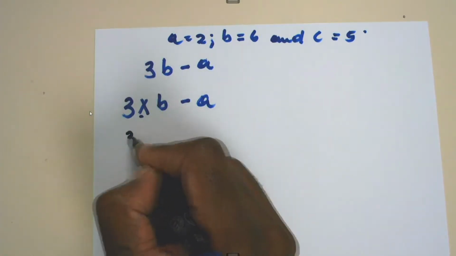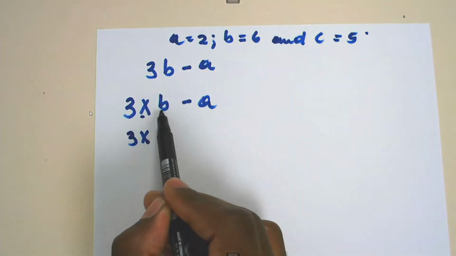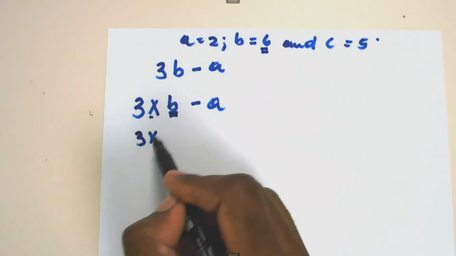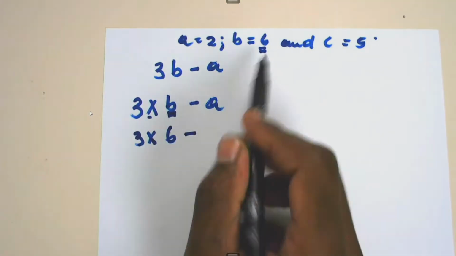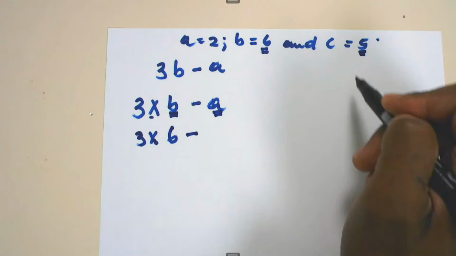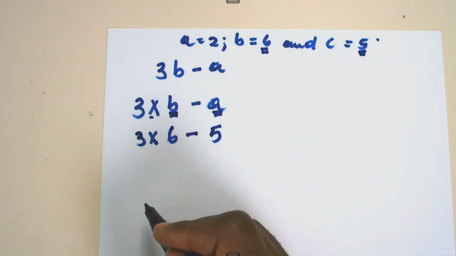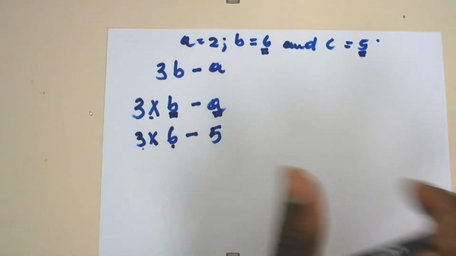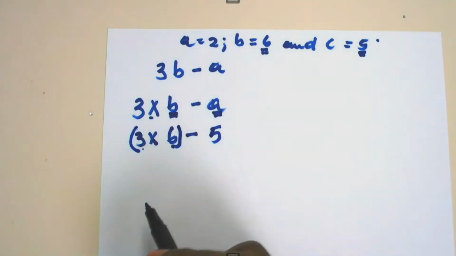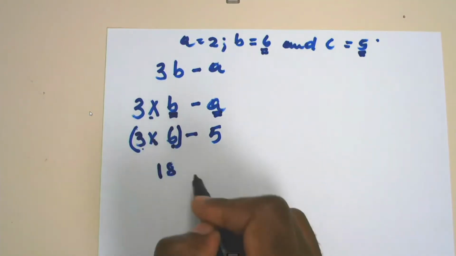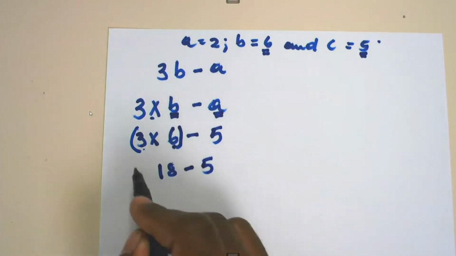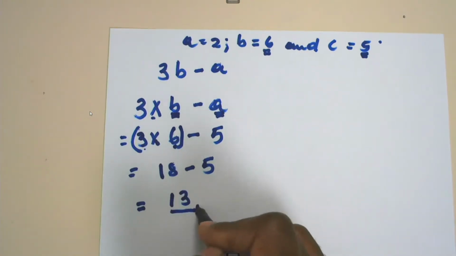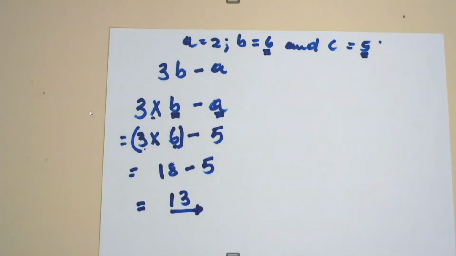So this is the same as 3 multiplied by... Now you are going to substitute b with the given value, because you are told that b equals 6. So you're going to say 3 multiplied by the value of b, which is 6, minus. Again, you are going to substitute a with the given value. The value of a equals what? 5. Now we are going to say 3 multiplied by 6. Remember BODMAS, we cannot say 6 minus 5 first, because BODMAS says we should multiply before we subtract. 3 multiplied by 6 equals 18. Minus 5. 18 minus 5 equals 13.